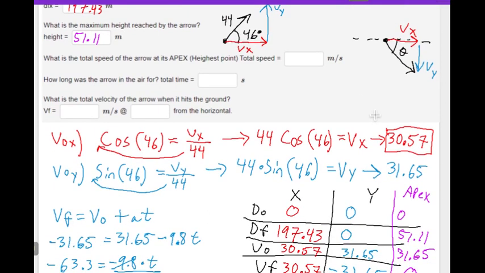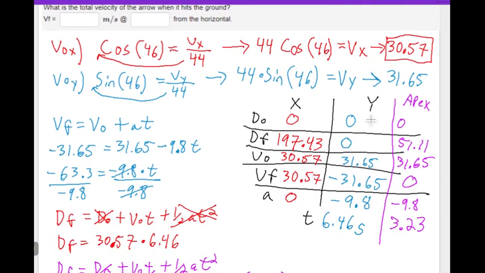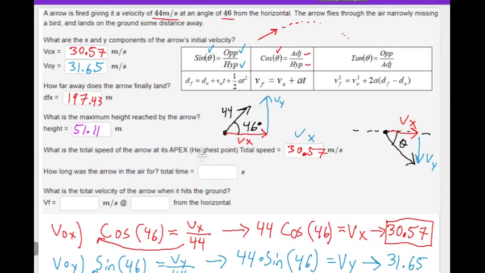Next question says, what is the total speed of the arrow at its highest point? Well, at its highest point, it only has horizontal velocity. So the total speed is just our x velocity. So it should just be Vx. What is Vx? Well, Vx is 30.57. And Vx doesn't change because there's no acceleration in the x direction. How long was the arrow in the air for? We already solved for that down below. The total time the arrow was in the air was 6.46 seconds.